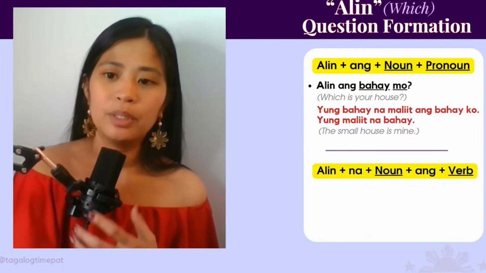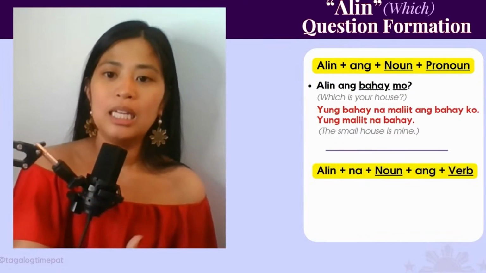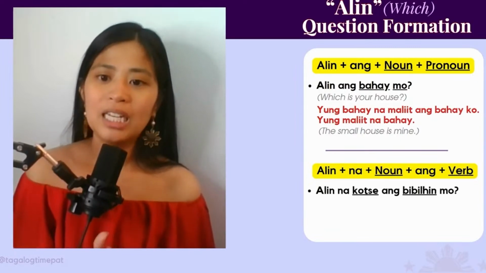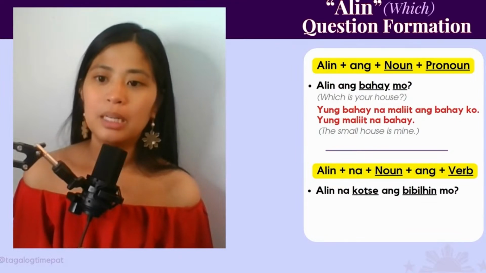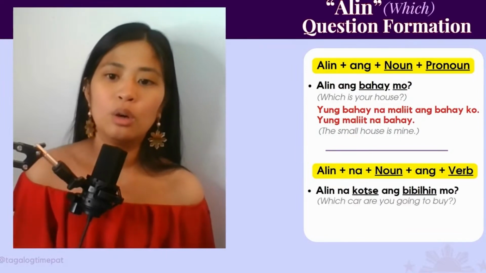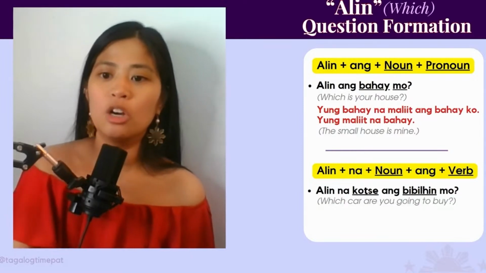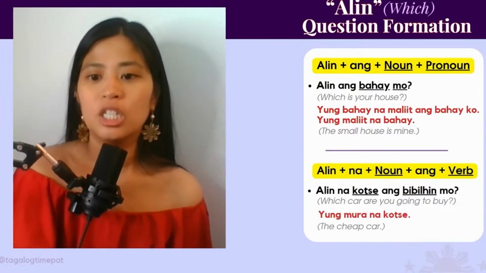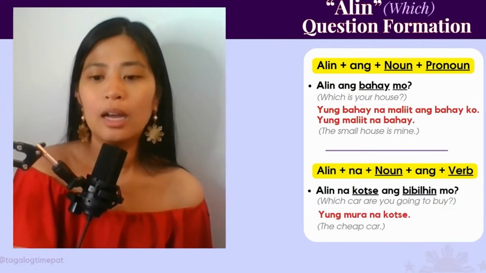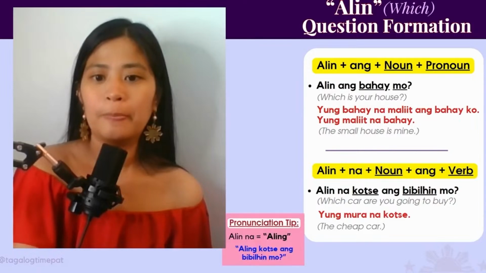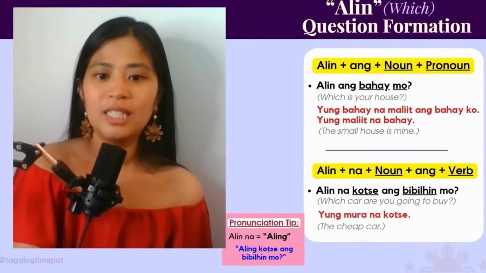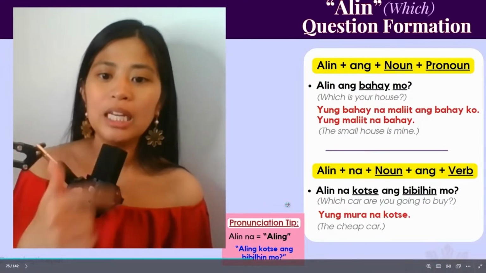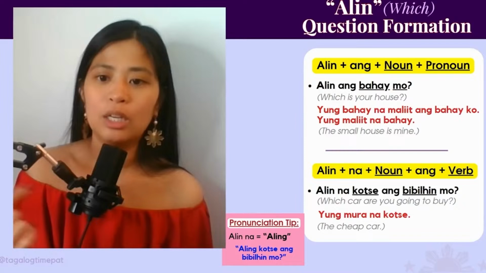And then another example now with verbs. Alin plus na plus noun plus ang plus a verb. So, alin na kotse ang bibilhin mo? Alin na kotse ang bibilhin mo means which car are you going to buy? Yung mura na kotse, the cheap car. I think we already saw this. Anytime you see alin na, it's aling. So, aling kotse ang bibilhin mo? Aling kotse.